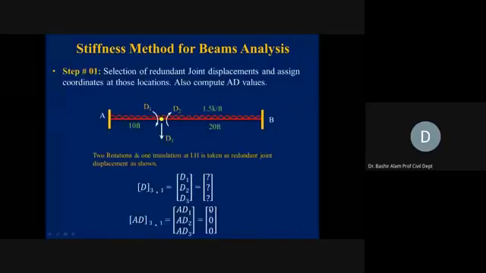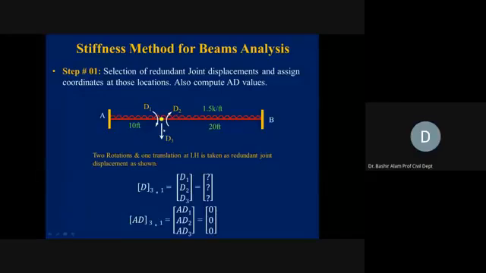So we solve this as a 3 degrees indeterminate problem. How? To the left, this rotation we take D1. To the right, we take this rotation D2. And the vertical settlement, we take this D3. These are the 3 degrees of indeterminacy. Two rotations and one translation at the internal hinge are taken as redundant joint displacements. So D1, D2, and D3 we take as unknown.